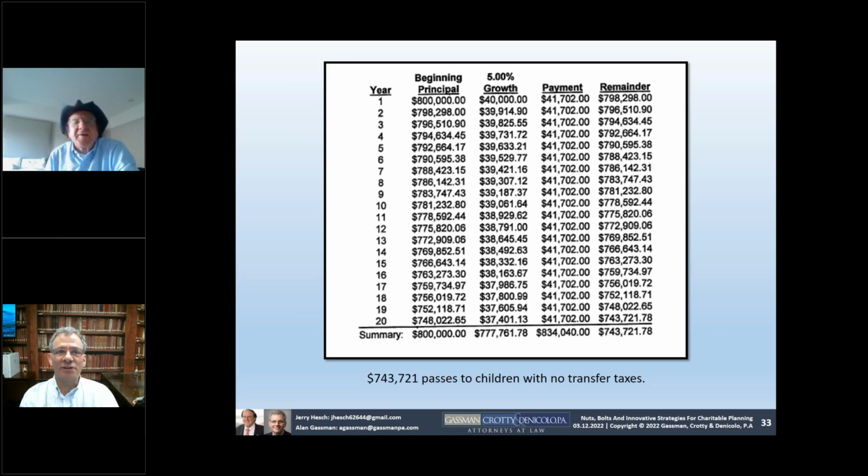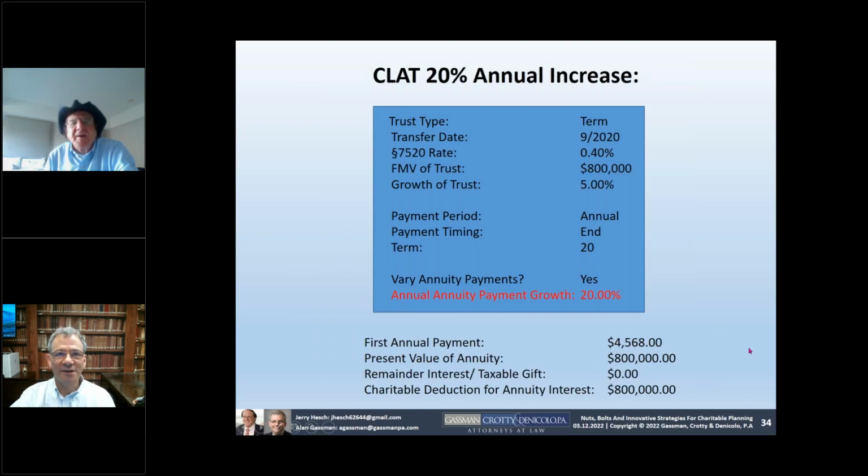A gift tax deduction. And even though at the end of year 20, in the greatest quarterback sneak of the tax world, $743,000 goes to your descendants, estate and gift tax free. That is pretty darn nice. Now let's change the assumption, because the more money in the trust, the more income it can generate.